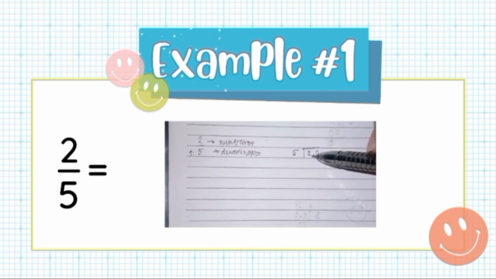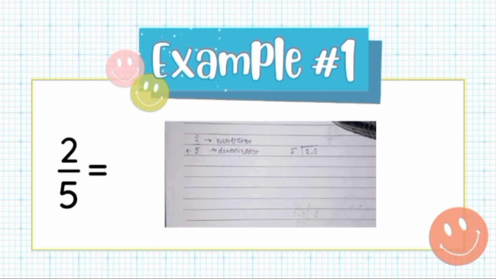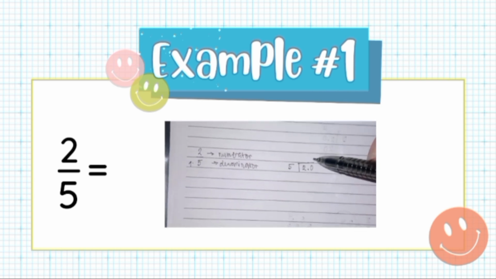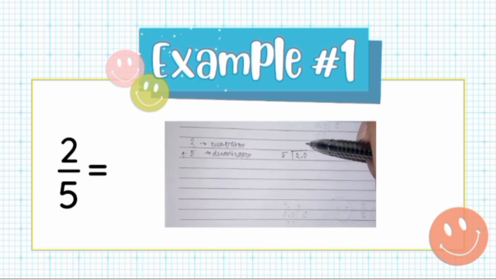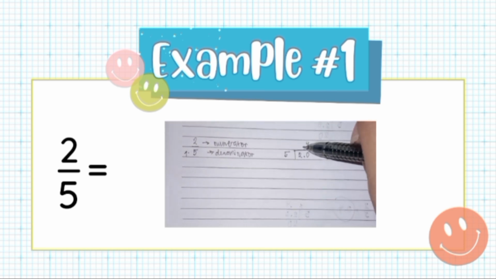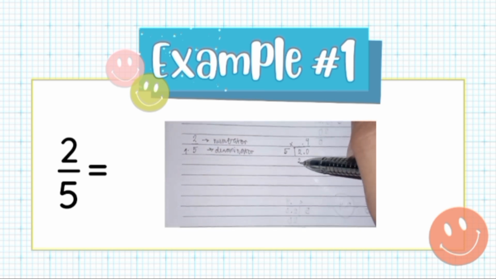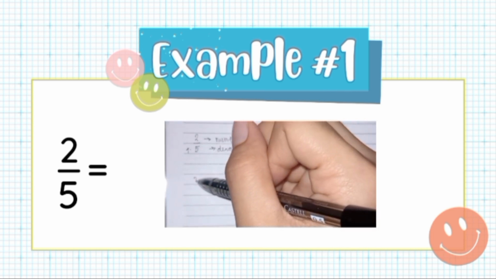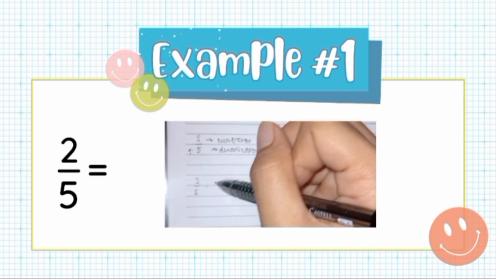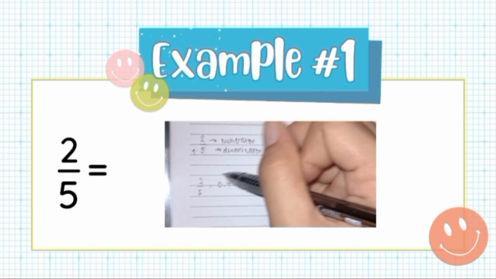So now we can think of that as 20. Bring our decimal straight up. How many whole groups of 5 can we pull out of 20? Well, 4. 4 times 5 is 20. Subtract, and we get a 0. And that tells us we're done. So 2/5 is equal to 0.4.